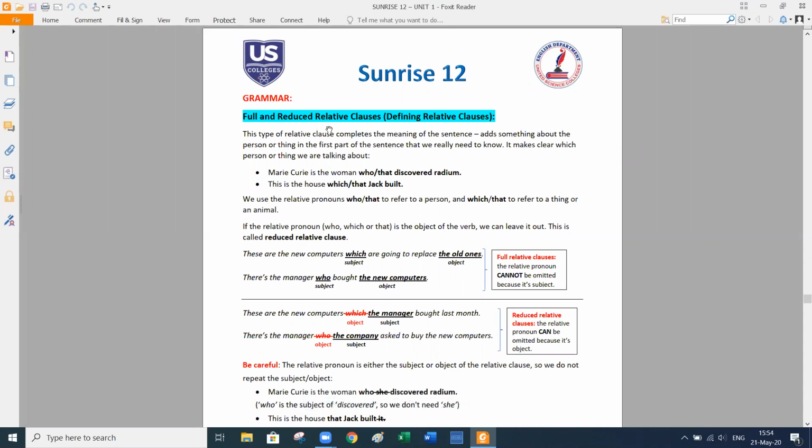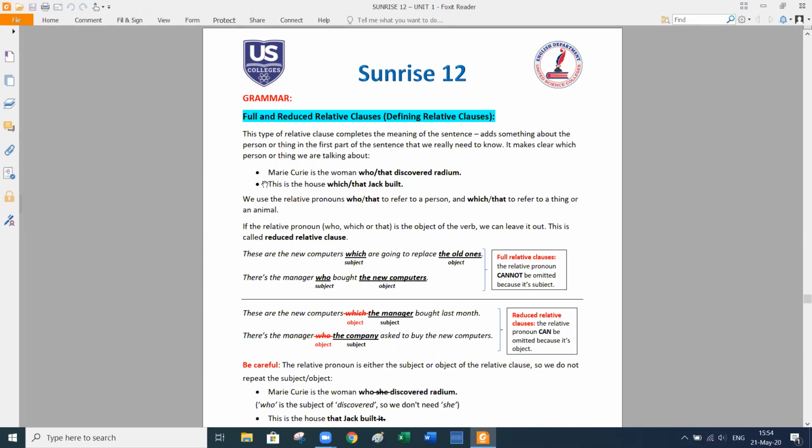Full and reduced relative clauses are defining relative clauses. But in our book, we call them full relative clauses. In other books, in the previous books, as I told you earlier, they are called defining relative clauses. This type of relative clause completes the meaning of the sentence, adds something about the person or thing in the first part of the sentence that we really need to know, something that is essential, something that is important. It makes clear which person or thing we are talking about.